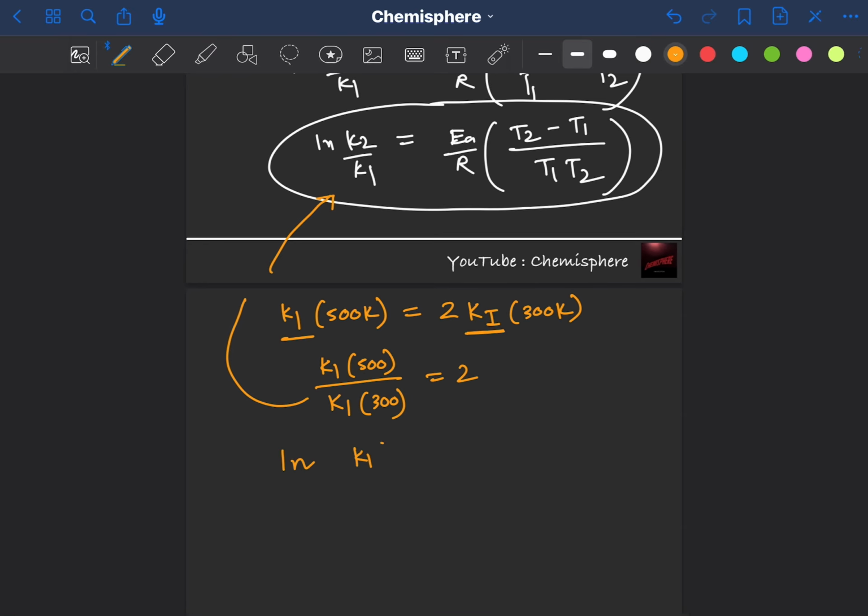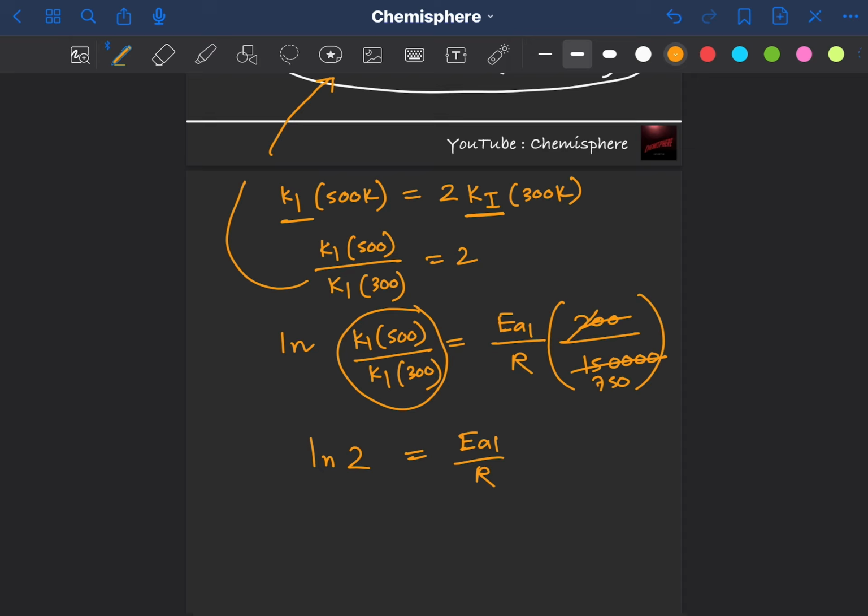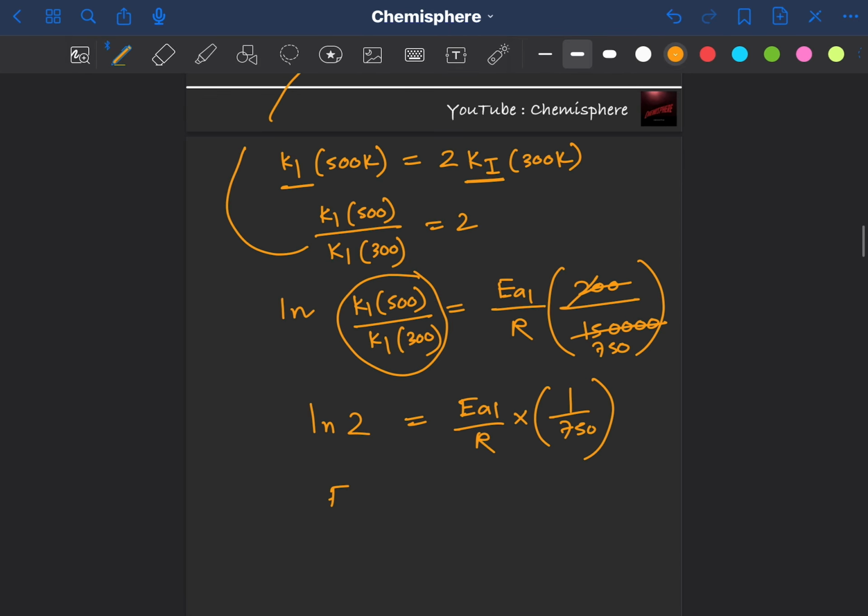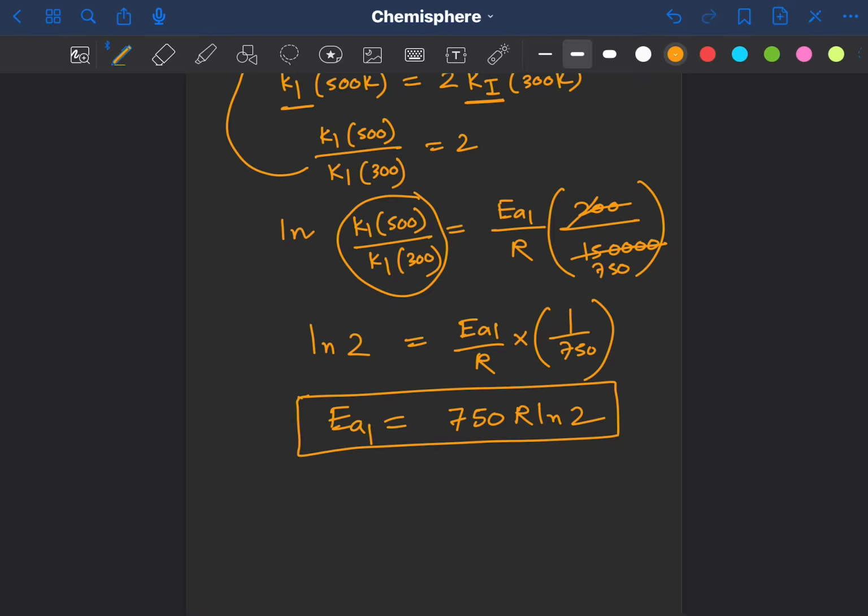So it will be equal to EA1, because we are talking about reaction 1, divided by R. So T2 minus T1 is 200, and T1 T2 is 15 with 4 zeros. So 2 zeros gone, you will be left with 750 in the denominator. This is given to us as 2. So ln 2 is equal to EA1 by R into 1 by 750, or we can say EA1 is equal to 750 R ln 2. Okay, so this is some information that we have got, that the activation energy of reaction 1 is 750 R ln 2.